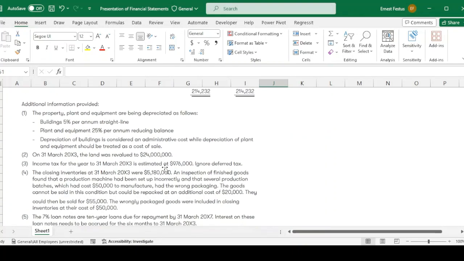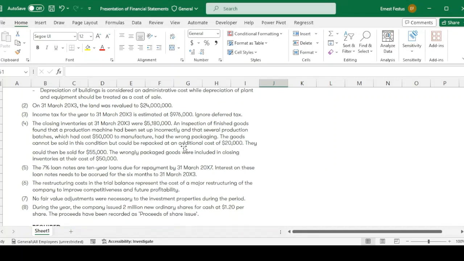Then we have additional information. One, the property, plant and equipment are being depreciated as follows. That's the information relating to depreciation: buildings 5% per annum straight line, plant and equipment 25% per annum reducing balance. Depreciation of buildings is considered an administrative cost, whilst depreciation of plant and equipment should be treated as a cost of sale. Then, on 31st March 20x3, the land was revalued to $24 million. Income tax for the year to 31st March is estimated at $976,000. Ignore deferred tax.